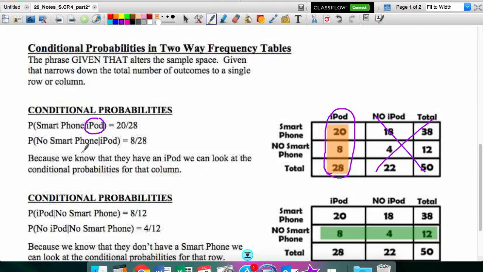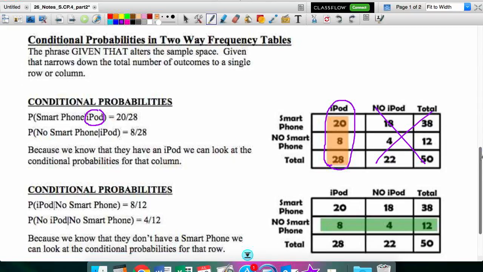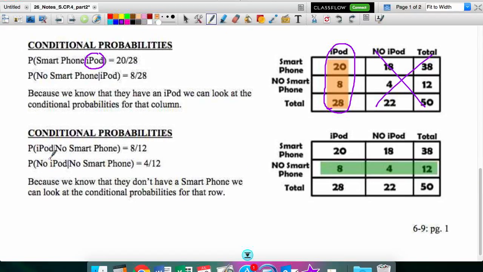Our conditional probability for no smartphones out of iPods, or given iPods, would again be just our restricted view of just the iPods, because that's the given information. 8 out of 28 people did not have a smartphone given that they had an iPod, so that's our probability. Now you could also restrict given a row. For example, let's find the probability of an iPod given that they don't have a smartphone. So in this case, I'm restricting my view to only the row for no smartphone. And I'm going to essentially block from my view all other rows, including the total.